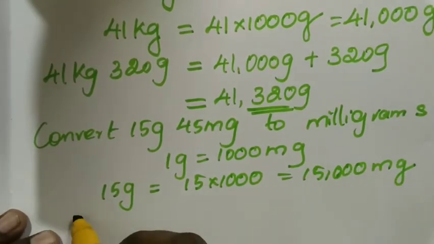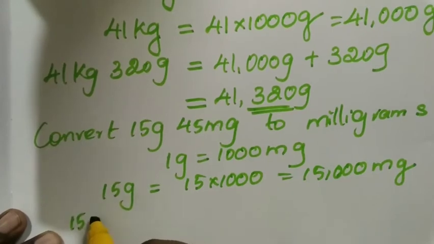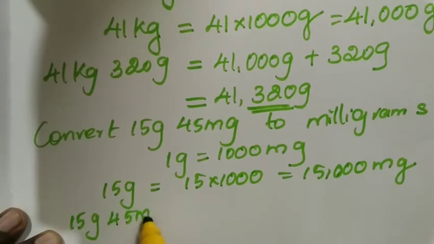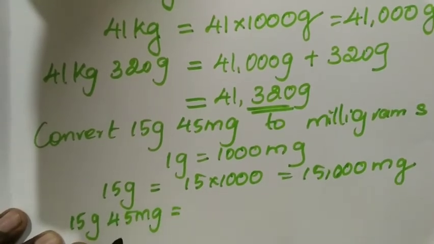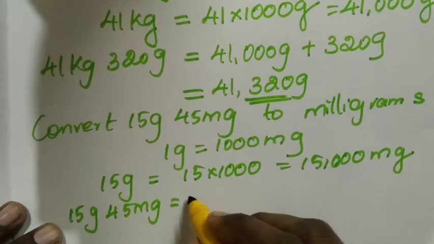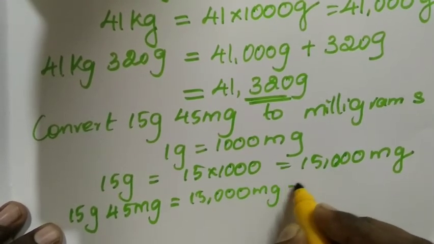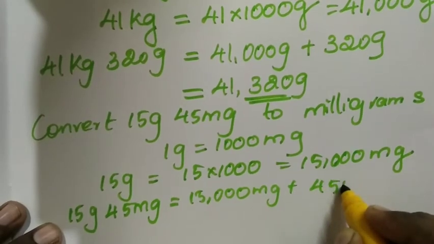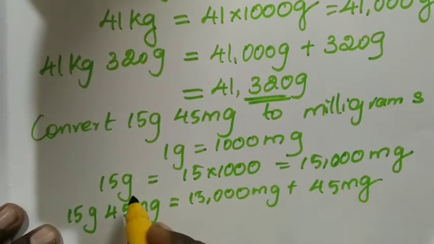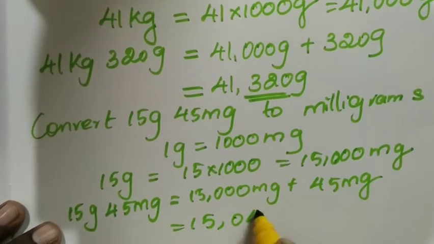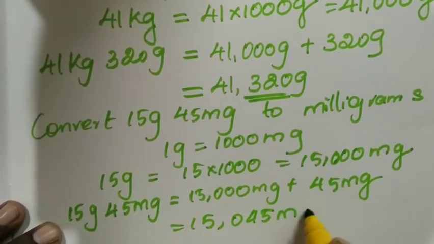Now write the question as usual, just like the example below. So 15 gram and 45 milligram is equal to, now instead of 15 gram write 15,000 milligram plus this 45 milligram. So what is the answer? We get the answer as 15,045 milligram. Are you clear, guys?